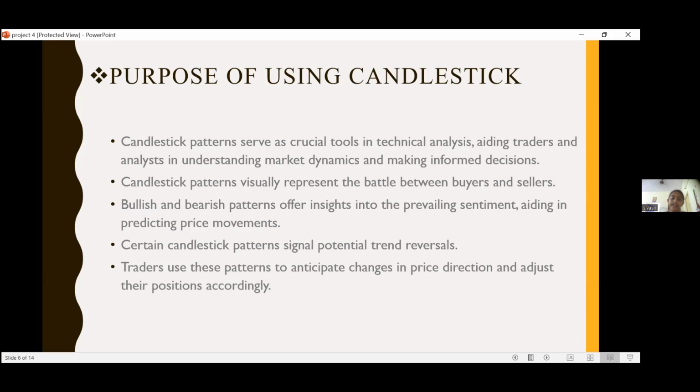Patterns can validate existing trends, enhancing trend following strategies. When patterns align with the trend, they reinforce the likelihood of its continuation. Traders use candlestick patterns to determine optimal entry or exit levels. By recognizing a pattern's failure points, traders limit potential losses if a trade goes against the prediction. Candlestick patterns can cater to various trading horizons.